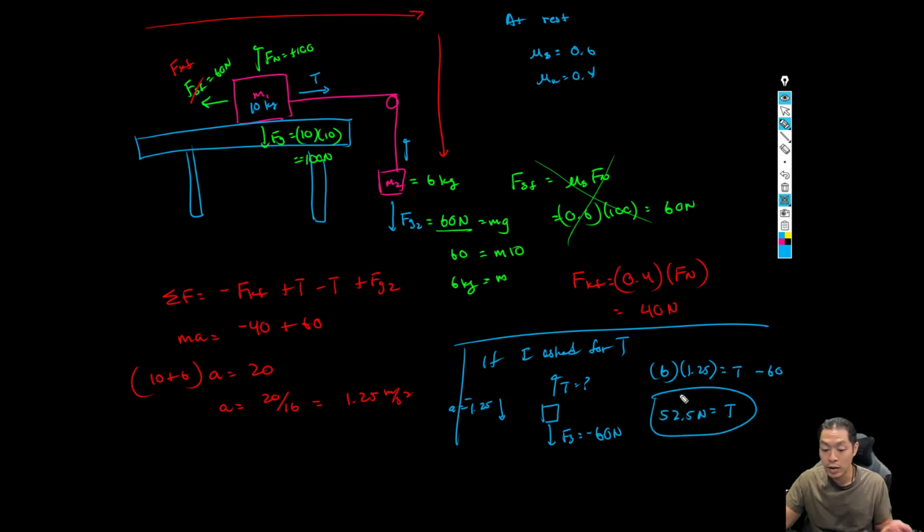And I always like to do a test. 60 is bigger than 52, so it should accelerate down, and my calculations did give me a positive in this case, which is down 1.25.